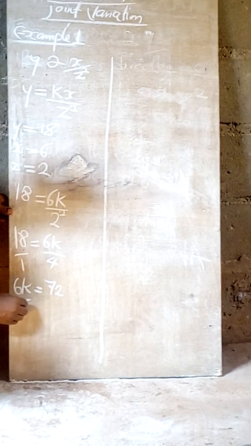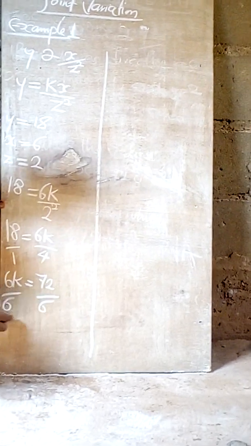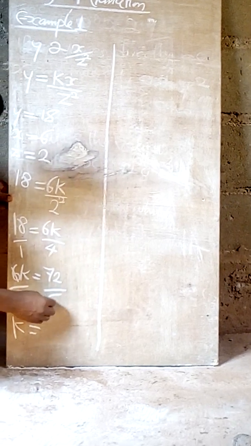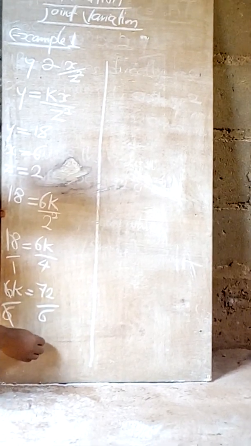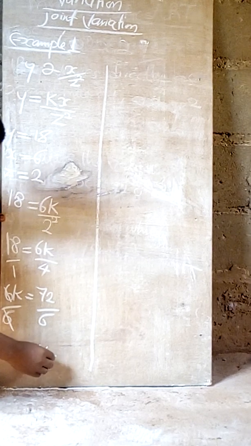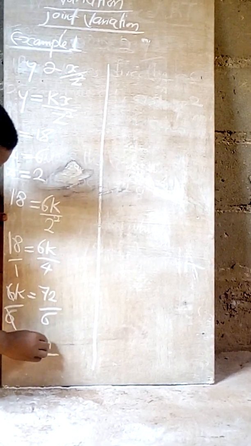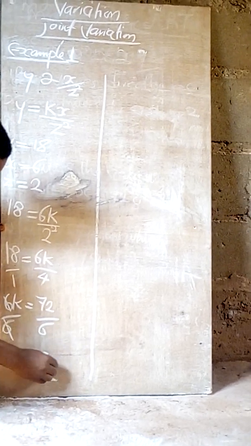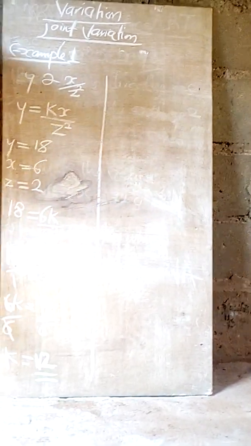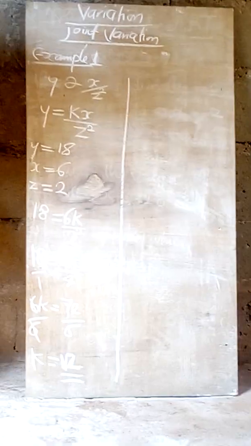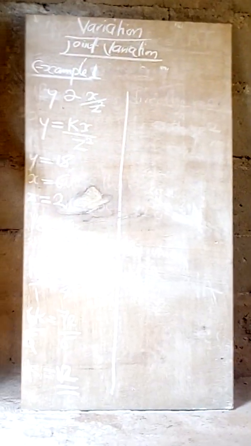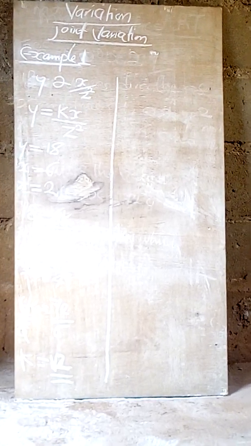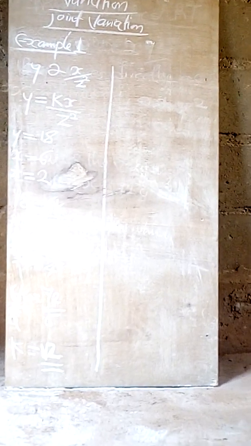Divide both sides by 6. 6 cancels 6, right? We have k left equals to what? 72 divided by 6 gives us 12. Am I right? Yes, 12. Okay, that's beautiful. So this is what we have: our k is 12 now. Do you get that now?